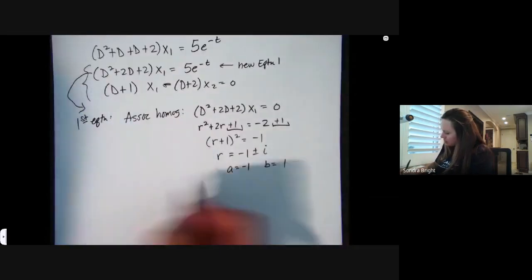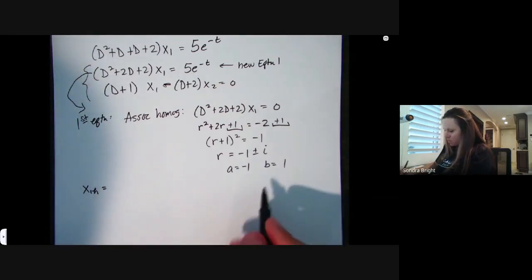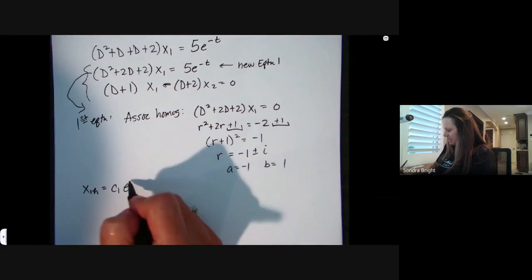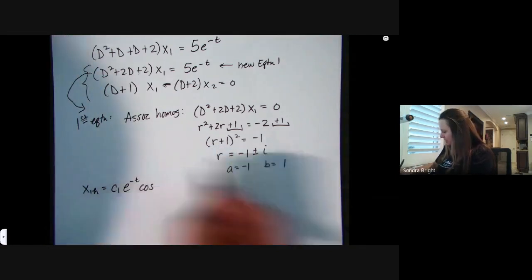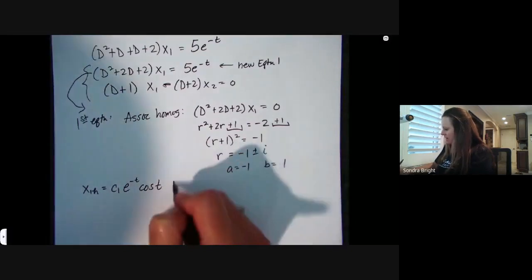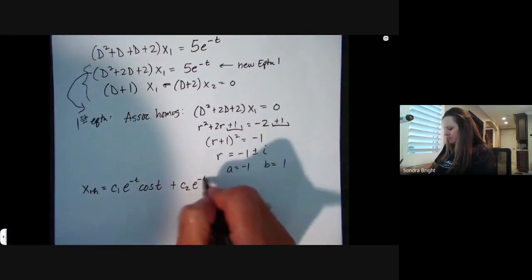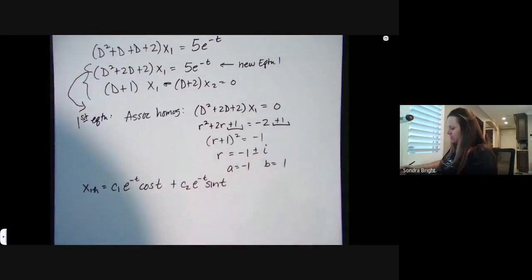So x1's homogeneous is c1 e to the at, so negative t, times cosine of bt, plus c2 e to the at, so negative t, times sine of bt. Okay, so there's the associated homogeneous for x1.